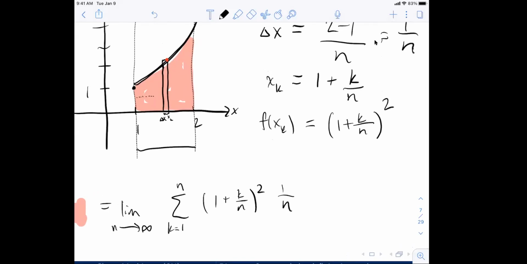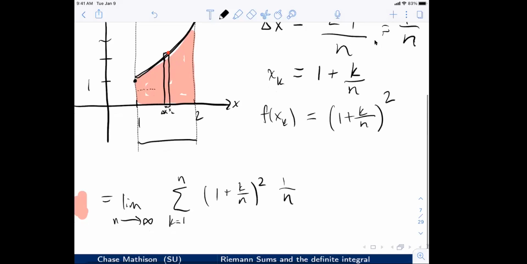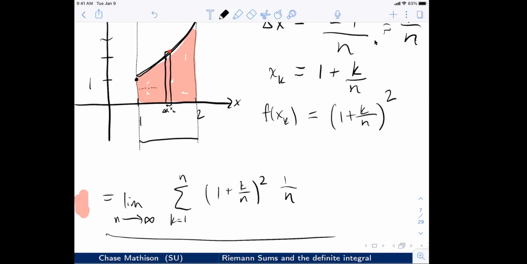Now, I said we're never actually going to compute anything super complicated. I might have you set up one of these on an exam. I might have you set up one of these for a very complicated function, but not evaluate it. So by that, I mean, I would just have you write this out, but not actually take the limit or find the sum.